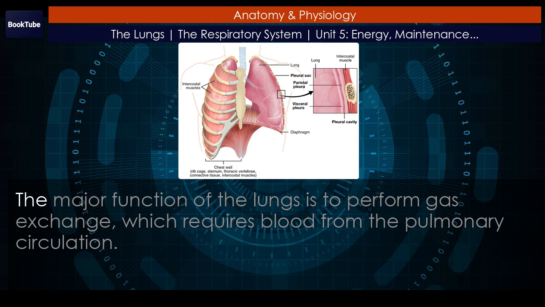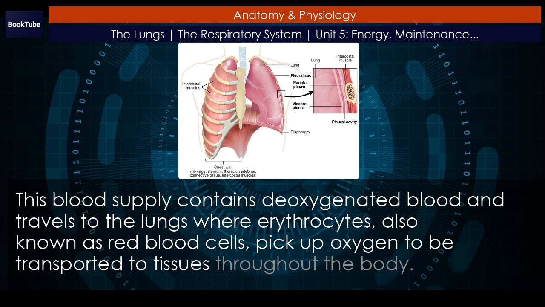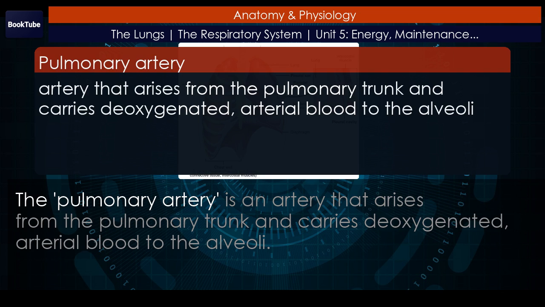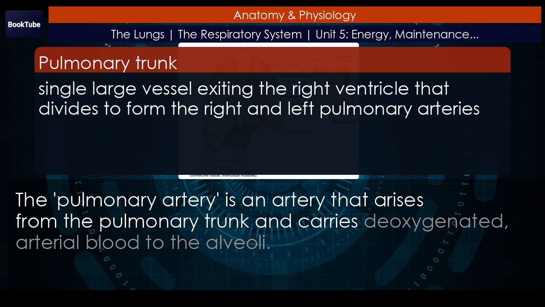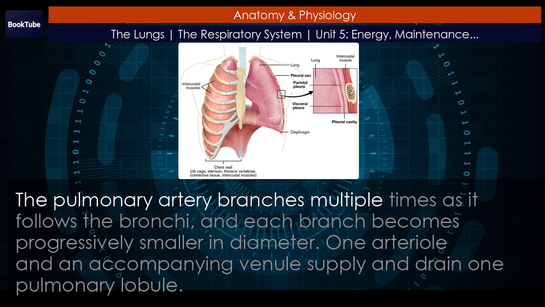Blood supply. The major function of the lungs is to perform gas exchange, which requires blood from the pulmonary circulation. This blood supply contains deoxygenated blood and travels to the lungs where erythrocytes, also known as red blood cells, pick up oxygen to be transported to tissues throughout the body. The pulmonary artery is an artery that arises from the pulmonary trunk and carries deoxygenated arterial blood to the alveoli. The pulmonary artery branches multiple times as it follows the bronchi, and each branch becomes progressively smaller in diameter.